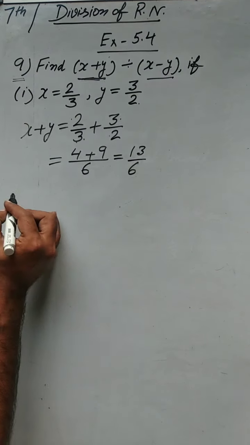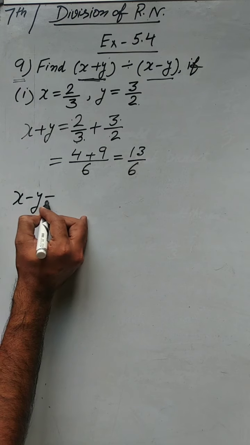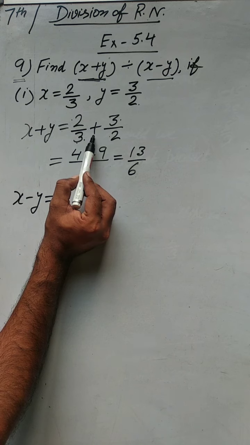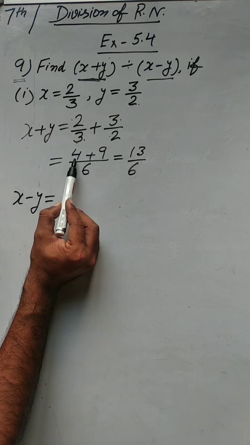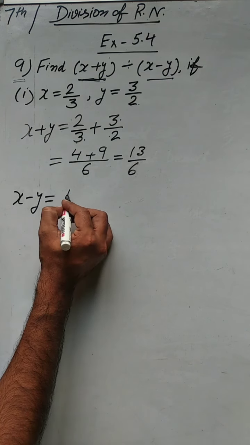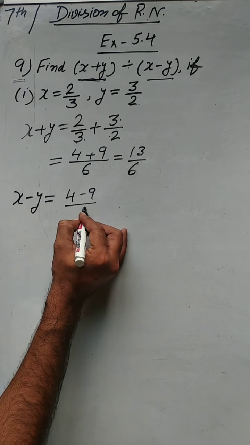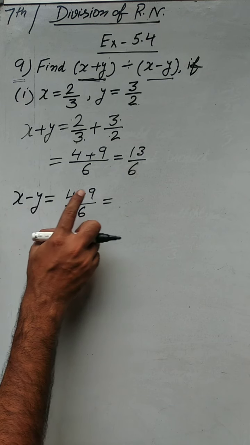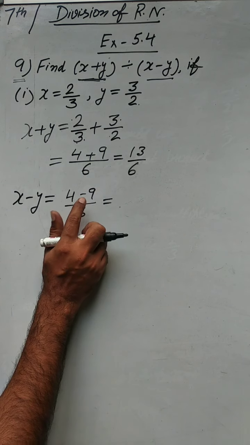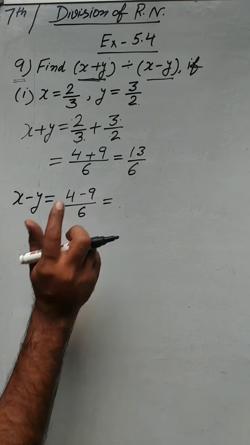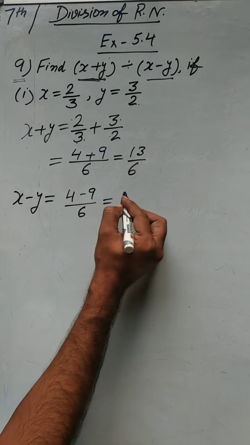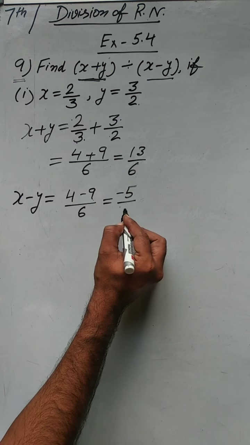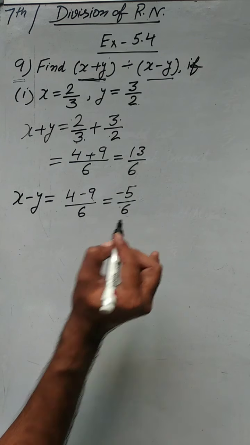Similarly, beta, we can find x minus y. X minus y is the same here, only the sign will be minus. So it will become 4 minus 9 upon 6. It is equal to, look here, one number is plus, one is minus. We will subtract them. Sign will be of the greater number. Greater number is 9. So 9 minus 4, 5. Sign will be of 9, minus. So it will be minus 5 upon 6.